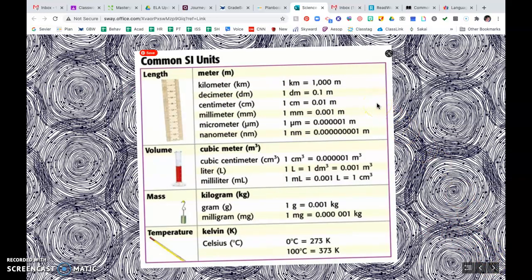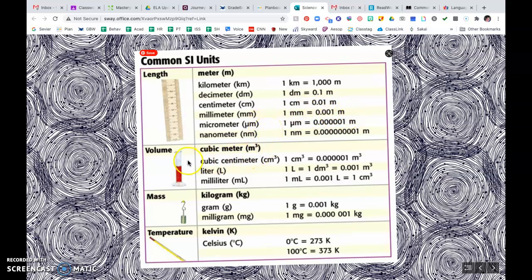So you can see some common SI units. Here we have, everything's based on the meter here. So kilometers, decimeters, centimeters, millimeters, so on and so forth. So your meter is your base, and then you're simply either multiplying or dividing by 10. So you're either just moving the decimal to the right or to the left, depending on what you're needing to change.